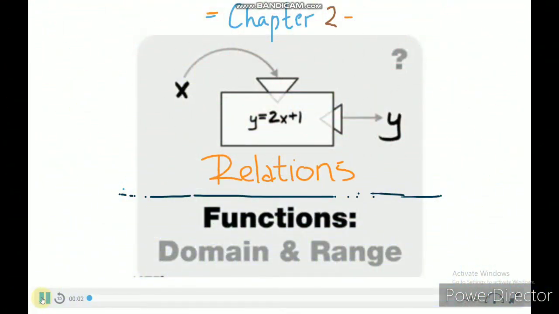Welcome to chapter 2, and we'll start to discuss relations and functions, which contain domain and range also. So before we go specifically into relations and functions, now I want to introduce you to graphing itself, the concept of graphing for one variable and two variables.